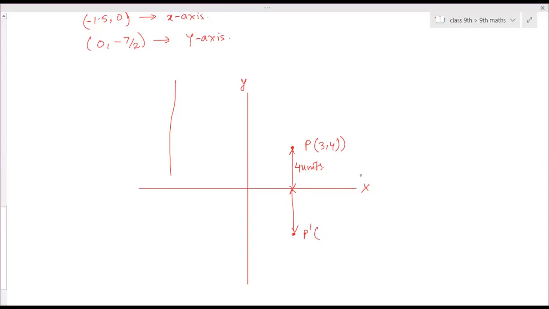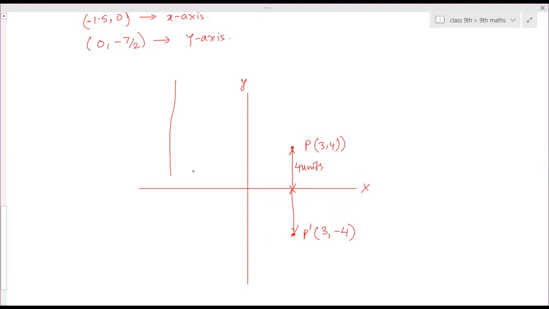Now what are the coordinates at this point? 3 will remain same, no? So 3 will remain 3 and the y will become -4. Is it clear?